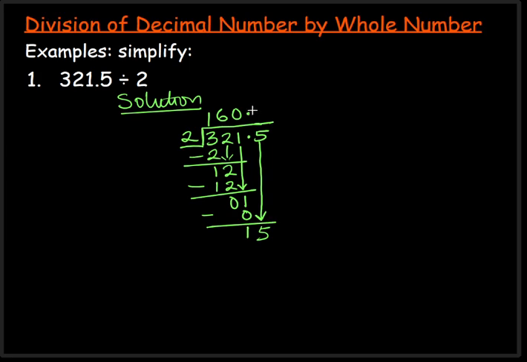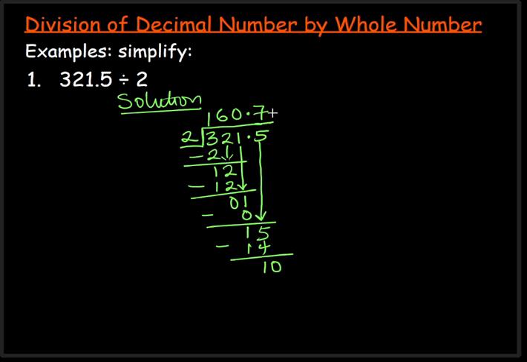2 into 15, that would be 7. 2 times 7 will give us 14. Subtract. What do we have here? 5 minus 4 is 1. So at that point, nothing else to bring down. But since we have a point up here already, we can introduce our 0. You don't have to put any other point again because there's a point already.